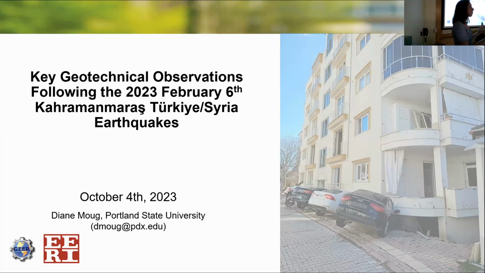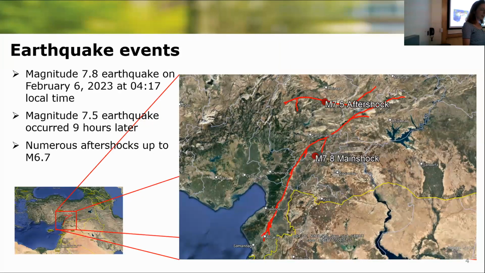But the next steps are to go back to Turkey within the coming months and collect some subsurface data to allow us to do further analysis to really understand what happened and what we can learn from it here in the US and the Pacific Northwest. So what I'm focusing on today are key geotechnical observations. Since I was part of the geotechnical team that went there, I do provide some observations of structural damage, but for the most part, it's the way that the soil has interacted with the structure to induce that damage.